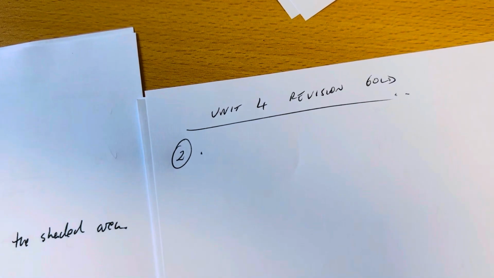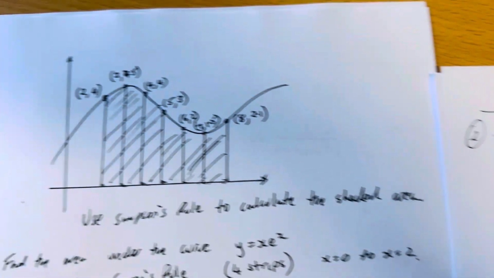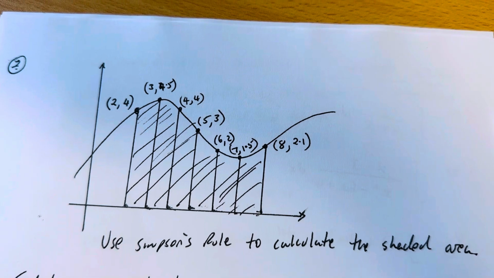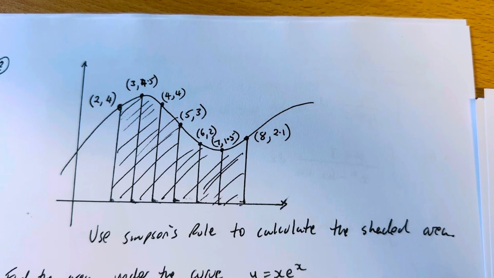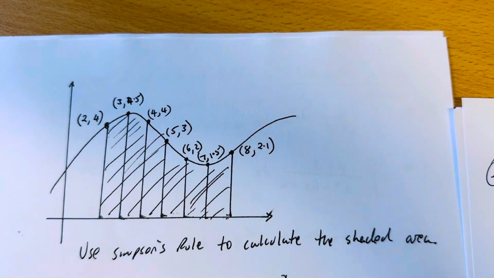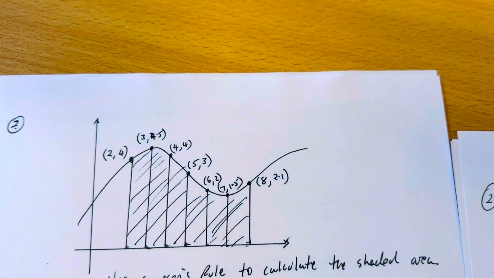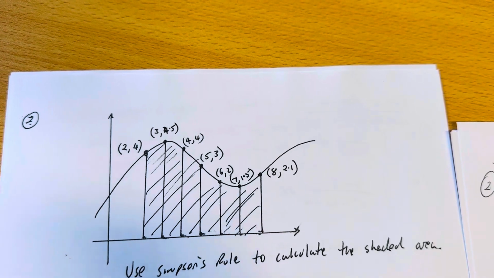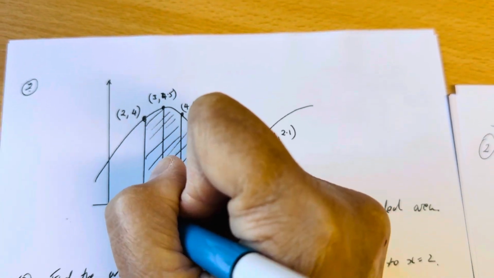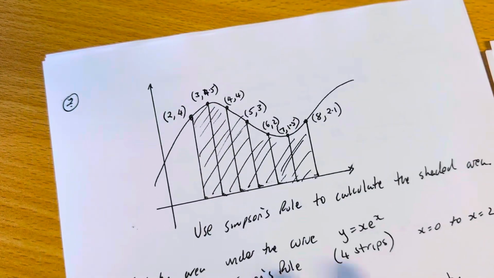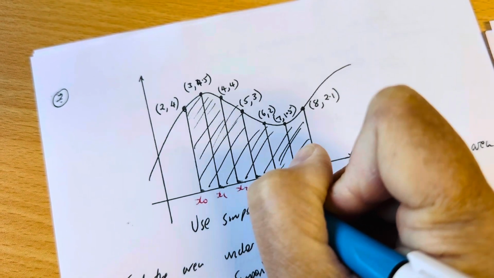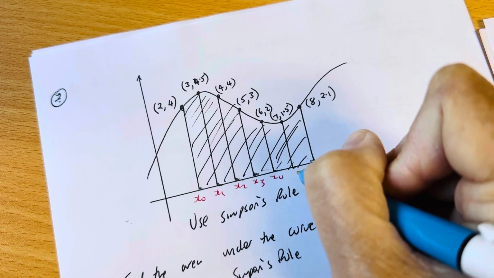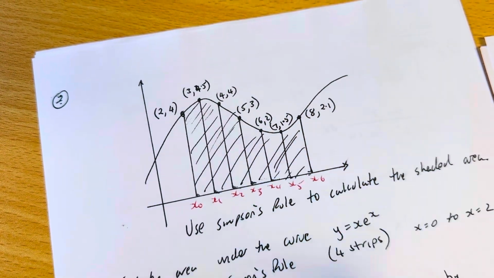Unit 4 Revision Gold. We're doing solutions to question 2. Here is question 2. We are given the graph and we are asked to use Simpson's rule to calculate the shaded area. Now, for Simpson's rule, I'm going to do some labeling. I'm going to call these x0, x1, x2, x3, x4, x5 and x6.